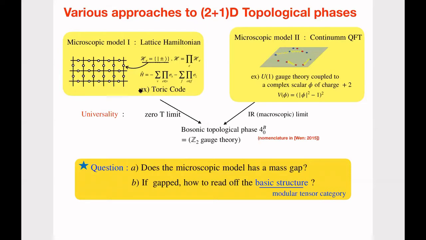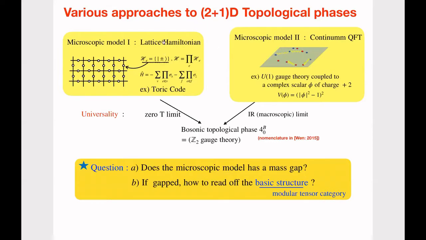So given this kind of 2+1 dimensional system, one natural question is whether this microscopic model has a mass gap. If this is a gapped system, then it will be described by some topological field theory, and the problem is how to read off this phase structure, which is described by the modular tensor category of this topological phase. So this is the approach to theoretically constructing a topological phase.